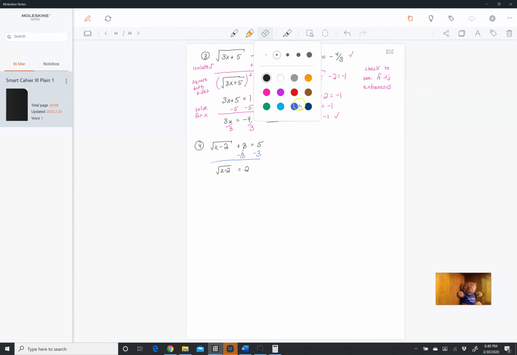And now, we're going to square both sides. So if we needed to guess, we would say, hey, this solution is not going to be extraneous. But don't always jump to conclusions. You should always double check, okay? So we're going to square both sides. The square root disappears, which leaves us with x minus 2 equals 4. Then we can add 2 to both sides.